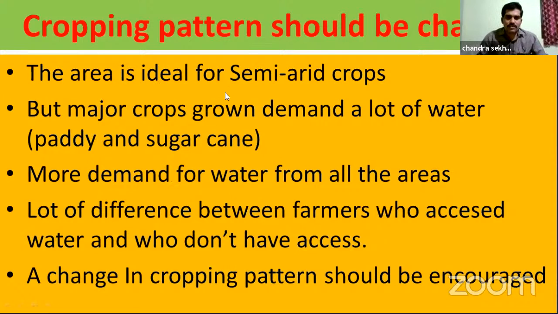The area is ideal for semi-arid crops. This area is not suitable for fully irrigated crops. So it is ideal for semi-arid crops. But the major crops grown demand a lot of water, like paddy and sugarcane. These two crops need more water, but the availability of water is less. That's why all the people cultivating paddy and sugarcane is not sufficient for that region. More demand for water from all the areas.